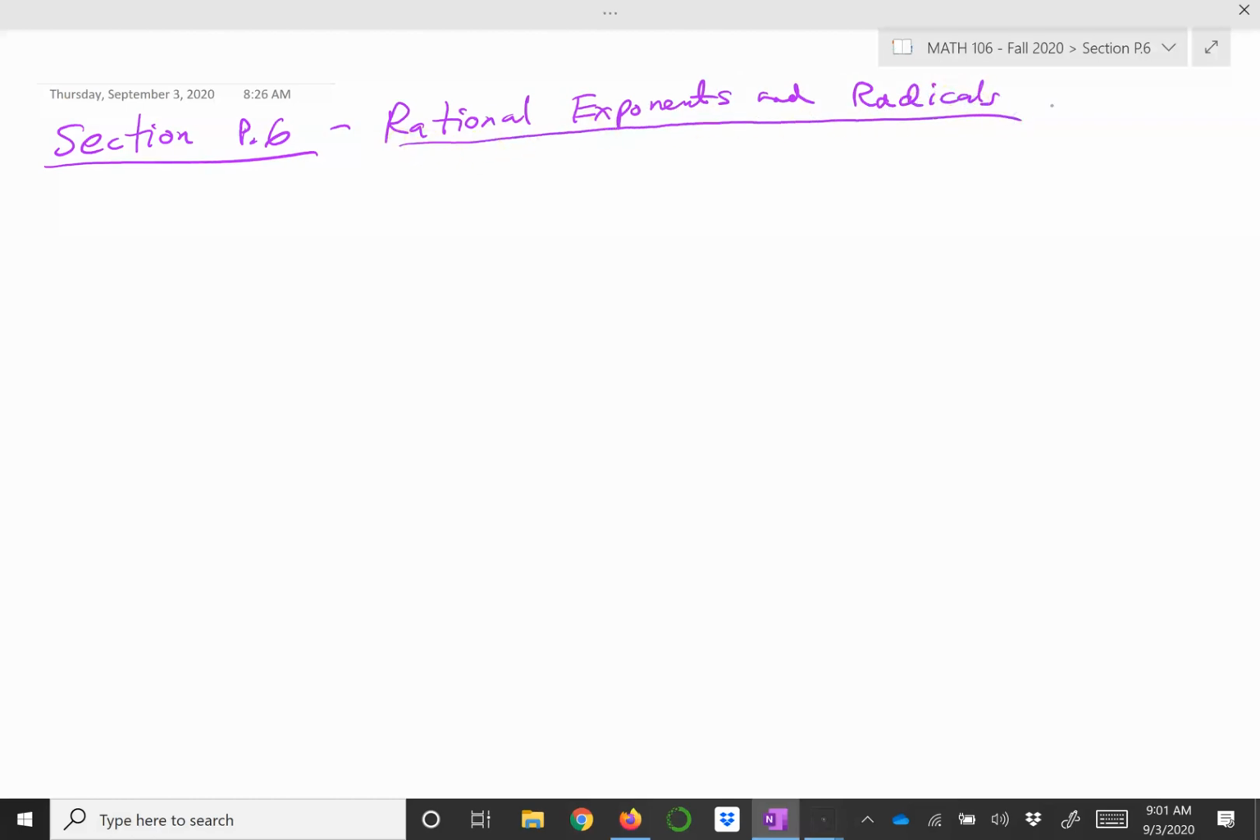All right, so there's some things we've already actually been doing. Like when we do the difference between two squares, in order to do that, you do have to know how to take the square roots of numbers. So let's just talk quickly about square roots.